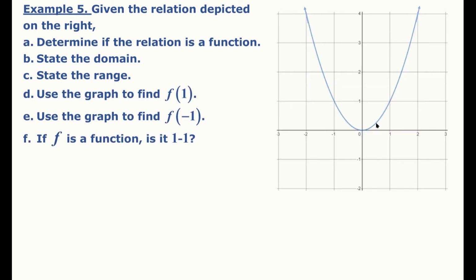Okay, here we have another graph. We want to first determine if it's a function, if the graph is depicting a relation that's also a function. Remember, we do the vertical line test, and if no vertical line would cross this more than once, then it would be a function. And notice this does pass the vertical line test. So this is definitely a function.